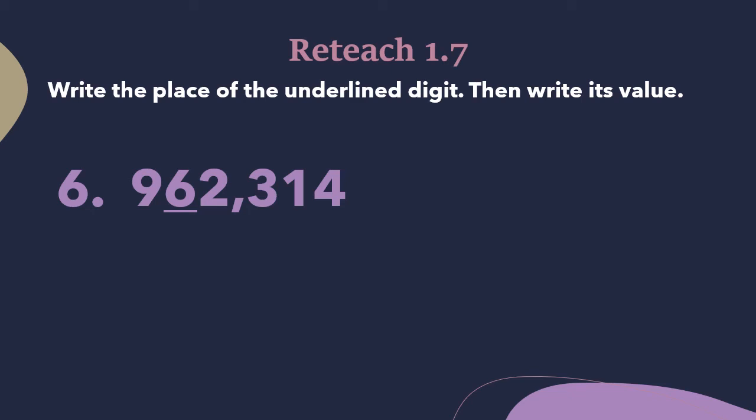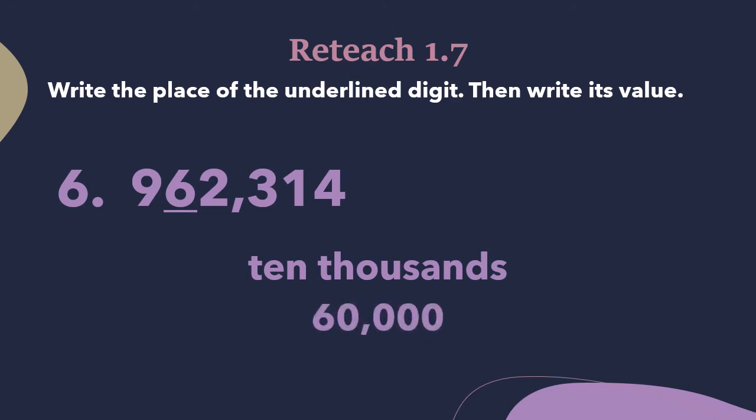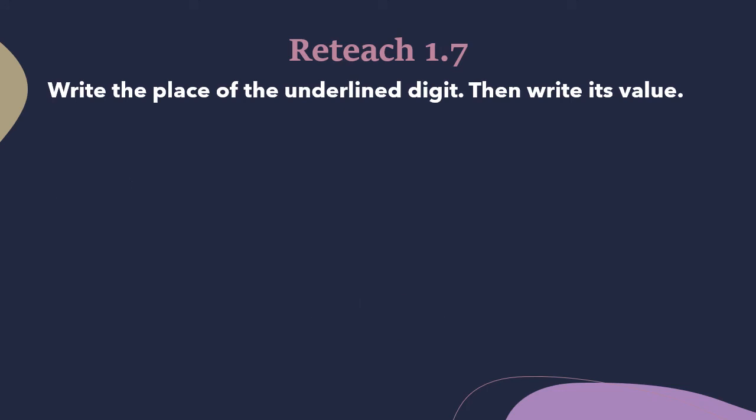All right, now that you've had a chance to figure out what place the 6 is in and what its value is, let's take a look again at 962,314. That 6, the place that it's in is the 10,000s place. And remember to put that S at the end of 10,000 to make the name of the place, 10,000s. So if we have 6 in the 10,000s place, the value is 60,000.